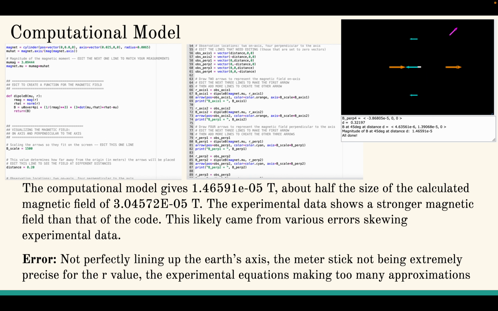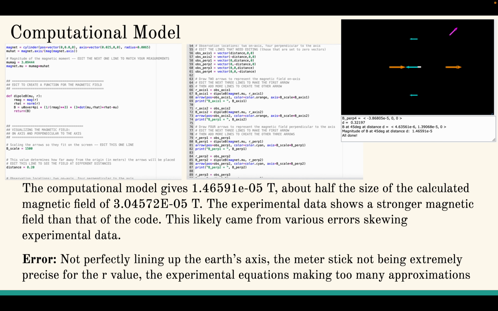Here's the computational model. As you can see, this is all the parts of the model that I had to edit on the left and middle sections. That's all the code. And on the right you can see the final result. At the bottom, you can see 1.4659 times 10 to the negative fifth is the magnitude that is computationally found. This is half the size of the calculated one that we did earlier from our experimental data. So the experimental data is showing a stronger magnetic field than what is found in the code.